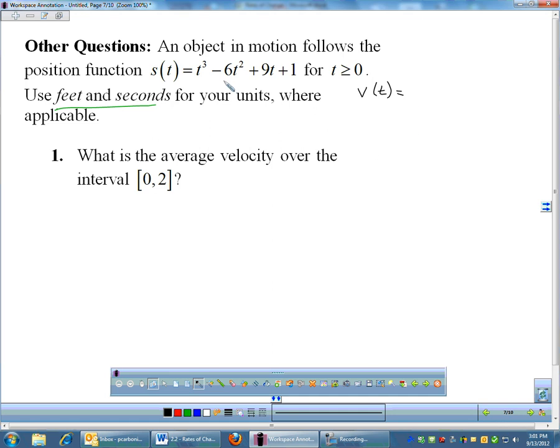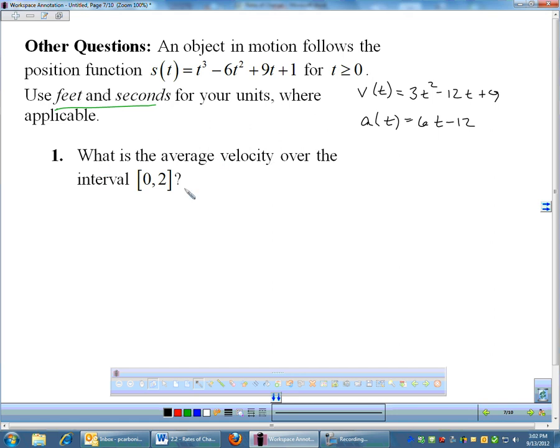V of t is simply the derivative. Bring down the 3, subtract 1 from the exponent. Bring down the 2 times 6 is 12. Subtract 1 from the exponent. The derivative of 9t is 9. The derivative of 1 is 0. And then my acceleration, 3t squared, the derivative is 6t. Negative 12t, the derivative is negative 12. So there's my velocity and acceleration, and now I'm going to go through and start answering the questions.